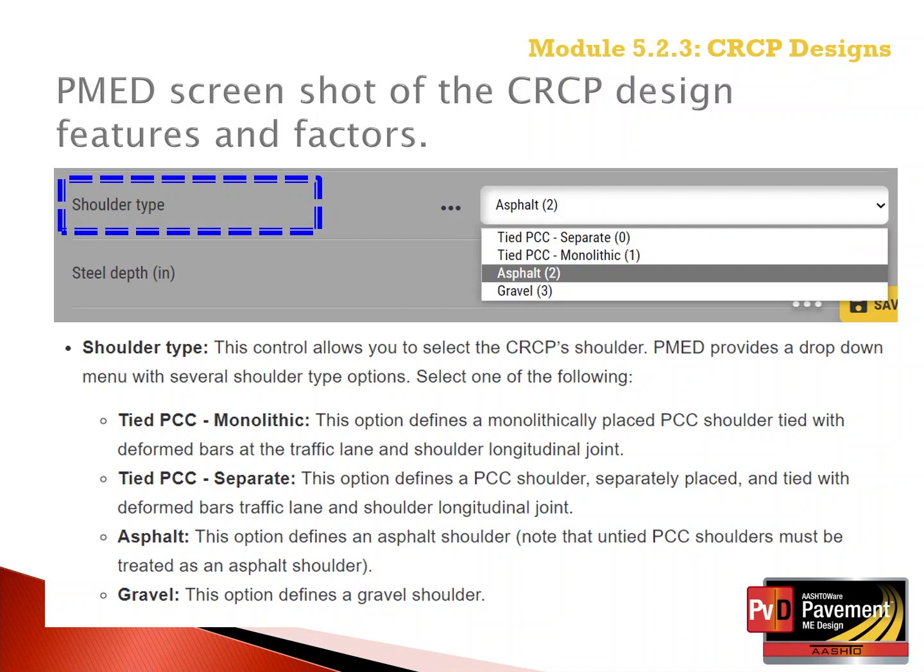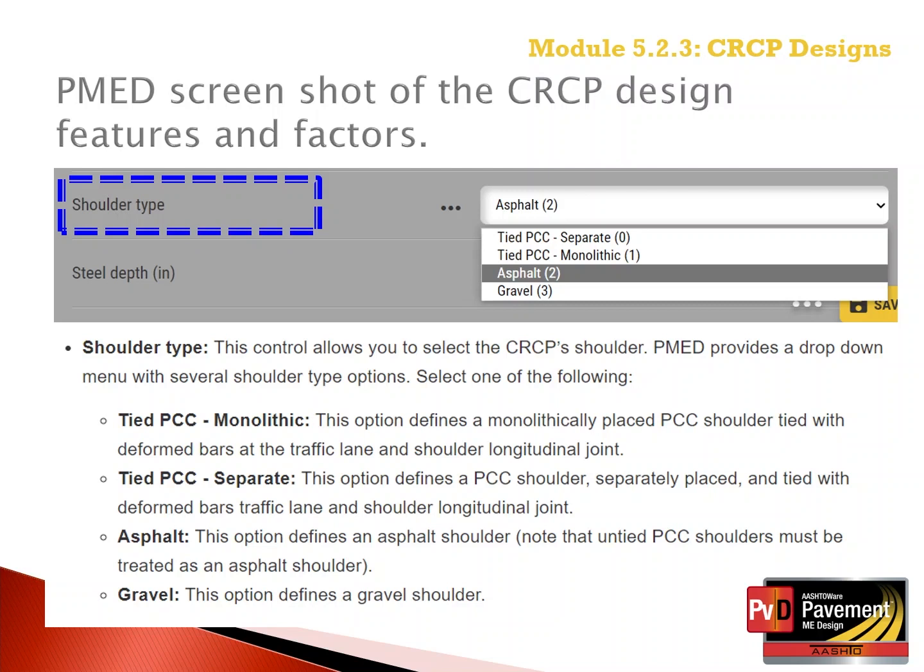The next is the shoulder type. As we mentioned previously, there are 4 different types of shoulders. This control allows you to select the type of shoulder for the CRCP. The PCC tied monolithic option defines a monolithically placed concrete shoulder tied with bars at the traffic lane and shoulder longitudinal joint. A tied PCC or concrete shoulder but poured separately: this option defines the concrete shoulder separately placed and tied with bars in the traffic lane and shoulder longitudinal joint.